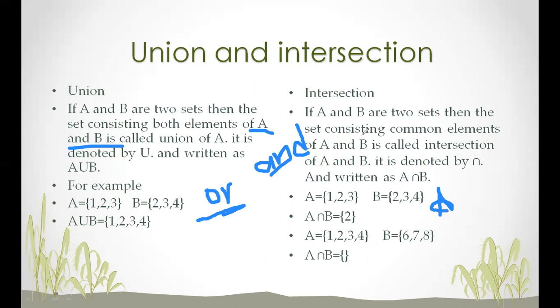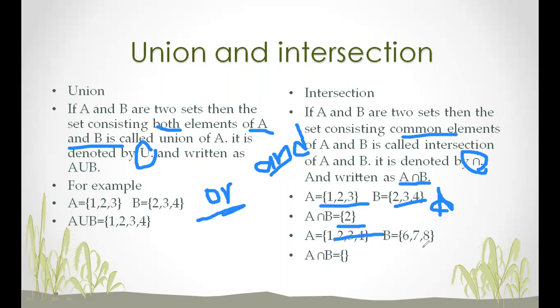Here are all the elements, both sets' elements, and here are the common elements. So it is denoted by this symbol for intersection, and this is the symbol for union. The union symbol is a capital U. So if we write the intersection of A and B, we write A intersection B, this is A, this is B.